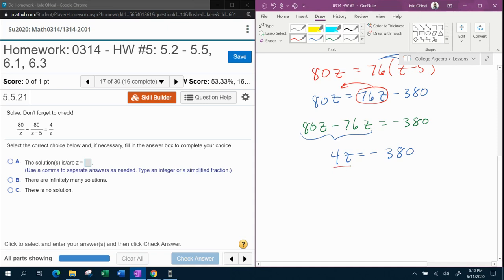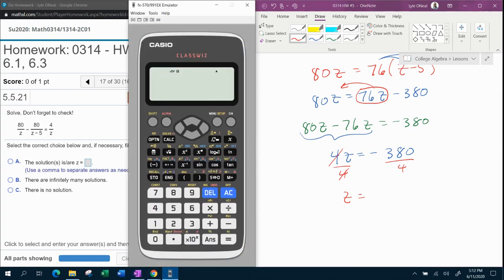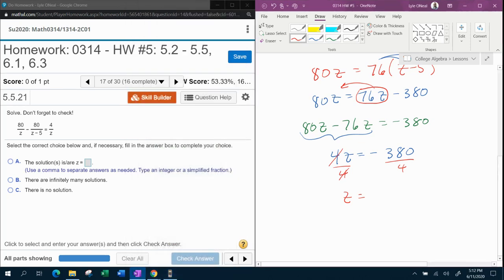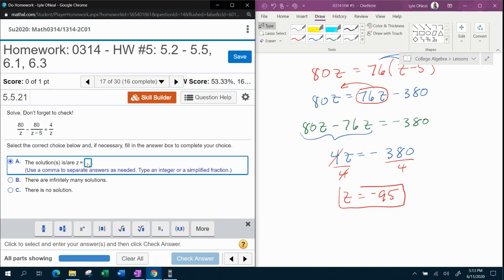And then if I divide both sides by 4 to get z by itself, again using a little calculator assistance here, negative 380 divided by 4, negative 95. And that should be the solution. And don't forget to check means plug in the negative 95 in for each z to make sure the denominator does not become 0, which it doesn't.